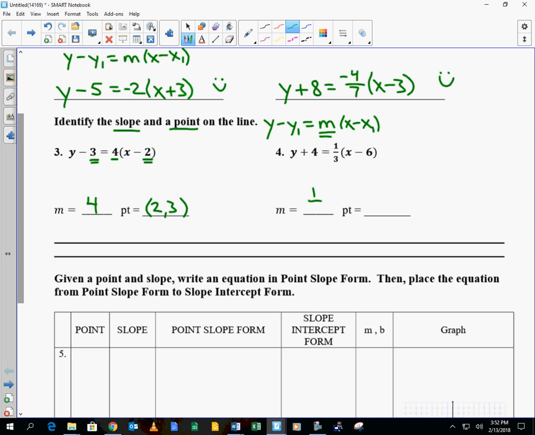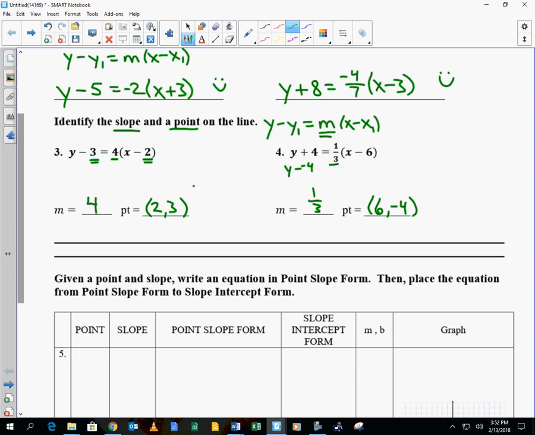Here we have the slope being 1/3. The x value being subtracted is 6. What's the y value being subtracted? What do you guys think? Is it positive 4 or negative 4? If you said negative 4, you're right, because it's y minus a negative 4. That's what y plus 4 is. So we're subtracting a negative 4.